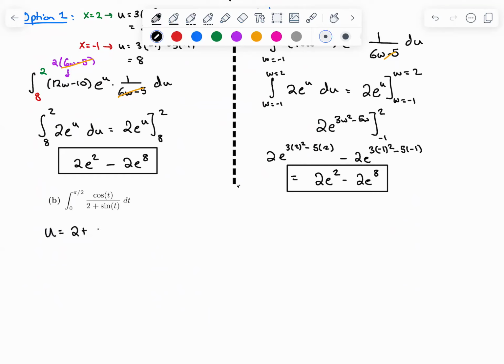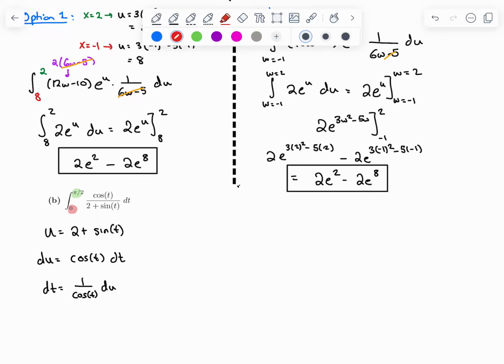U is equal to 2 plus sine of t. That would mean that du is equal to cosine of t dt, meaning that dt is equal to 1 over cosine of t du. And then I'm going to make sure the bounds stay where they are. It could be that the bounds change, it could be that they stay the same, or that they stay increasing, like the bottom one is lower than the top one. It could change. We don't know, but let's just work with it.